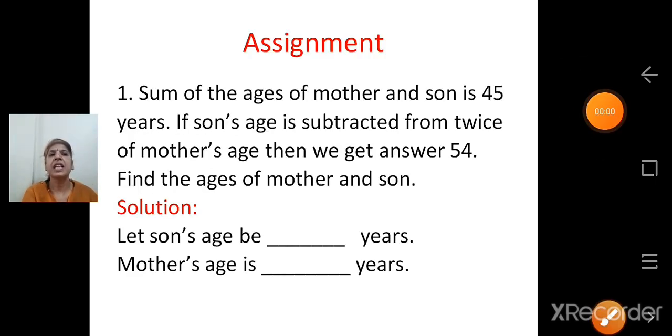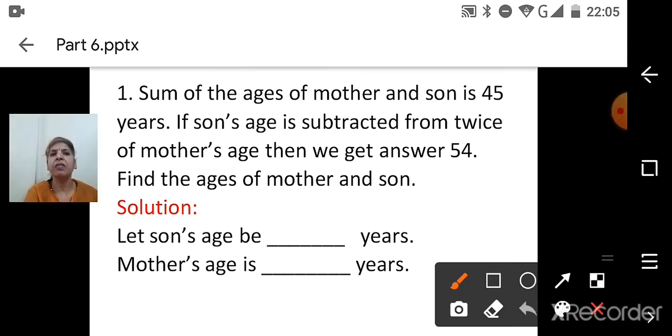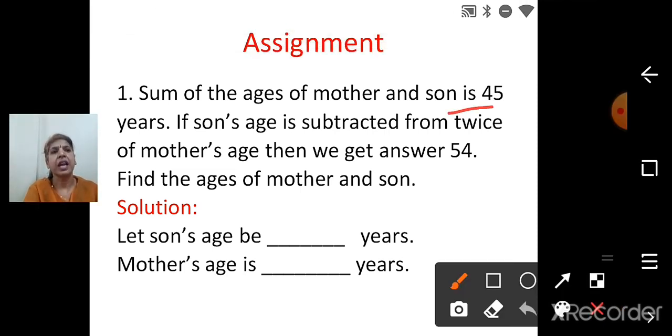Now this is the assignment question. Sum of the ages of mother and son is 45 years. If son's age is subtracted from twice of mother's age, then we get the answer 54. Find the ages of mother and son. So here the sum of the ages of mother and son is given, and that is 45 years. And then it is asked, if son's age is subtracted from twice of mother's age, you get 54. We have to find the ages of mother and son.